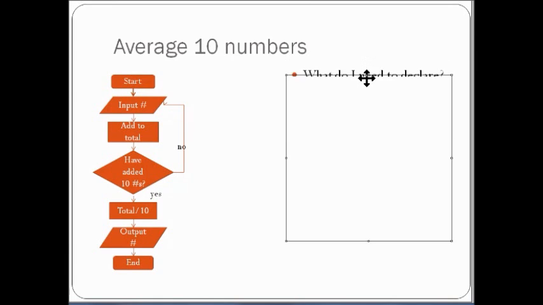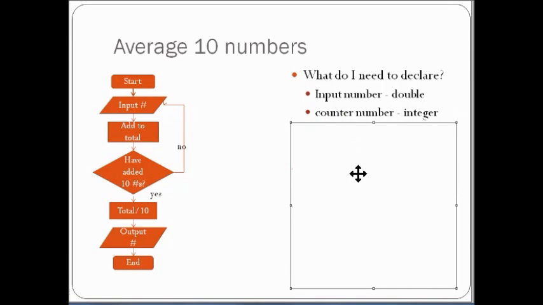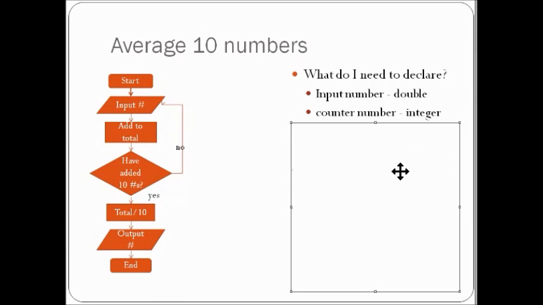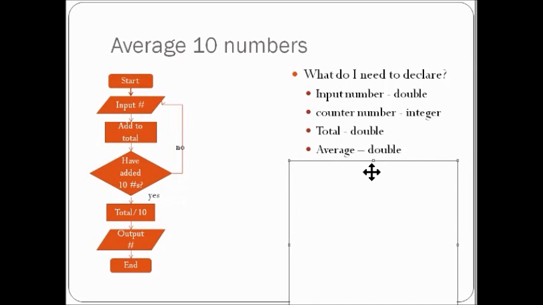Okay. First you need to declare the input number. Since a person can put in a decimal, we will declare that as a double. We need a counter integer, just from 1 to 10, so that's just a plain old integer. Okay, what else do we need to declare? Obviously, we need to have a total. It needs to be a double, because you can have fractions, right? And the average itself can be a double because you're going to divide. Even whole numbers can end up being fractions.